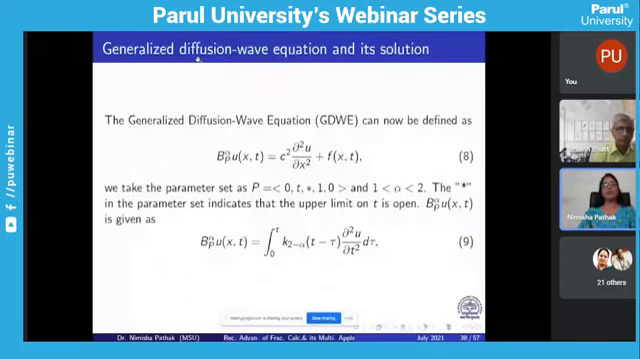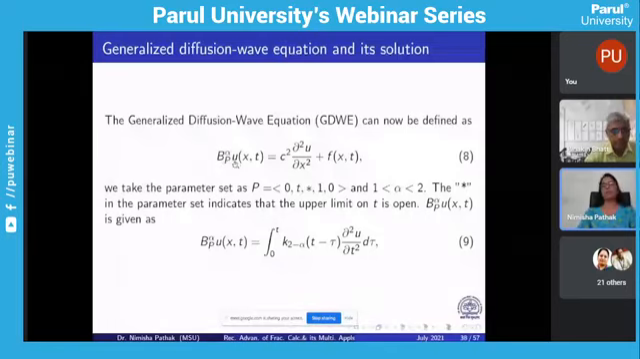The generalized diffusion wave equation is defined by the B operator. Actually, that was introduced by my professor, Mr. Om Agrawal, who is at Southern Illinois University in the US. And he introduced these ABK operators.